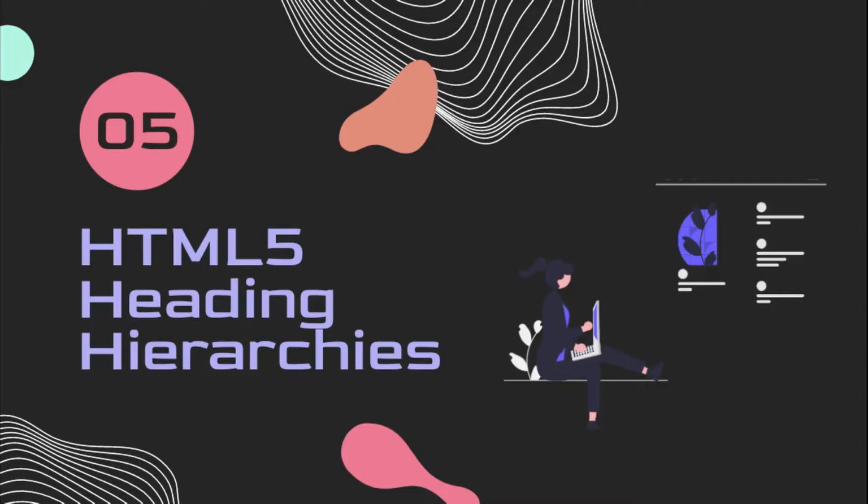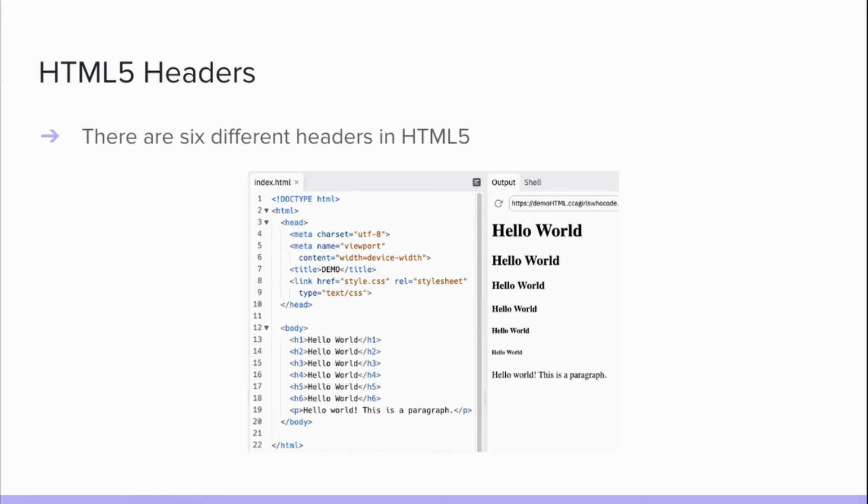Now that we've explored void elements, let's talk about HTML5 heading hierarchies. Here are some of the headings that come with HTML. Notice that the sizes are different. This can come in handy when you want to section your information in an organized manner.